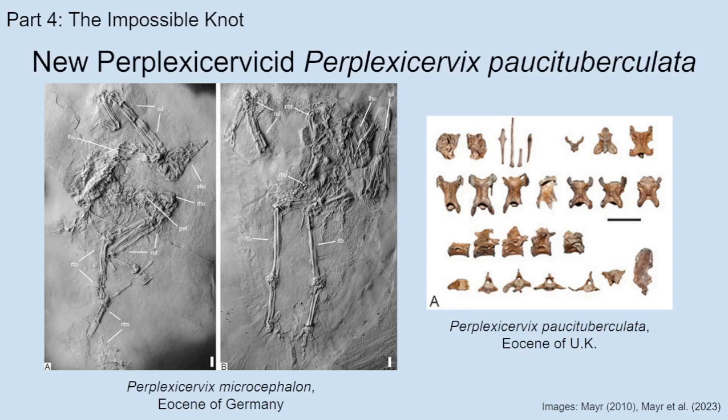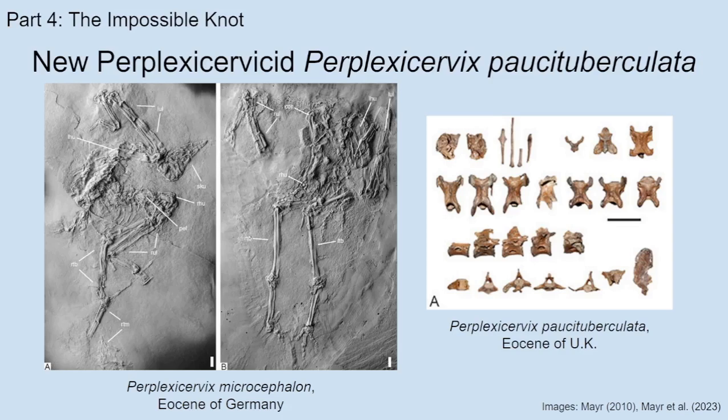The specimens of Perplexicervix pulsituberculata are quite valuable for understanding this bird better, because the Messel formation, as we mentioned before on the show, is really nice for preserving highly complete skeletons of birds. And in some cases, it even preserves soft tissues, like the feathers of these birds. So again, we can get a lot of insight into the overall proportions and even appearance of these birds from the Messel specimens. But the problem is, most of these Messel specimens are basically squashed flat, and you can kind of see this in the figures here from the microcephalon specimens, right?